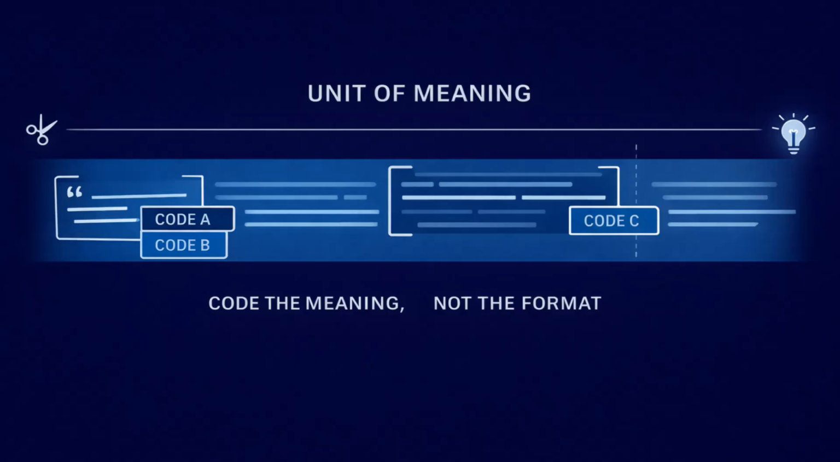Another issue that must be made explicit is the size of the segment being coded. A code is applied to a unit of meaning, not automatically to a whole paragraph or to a single sentence simply because the sentence ends there. Sometimes one sentence contains several layers of meaning and reasonably receives more than one code. Sometimes several sentences belong together because they are all elaborating one coherent idea. The decision is not driven by formatting. It is driven by meaning.